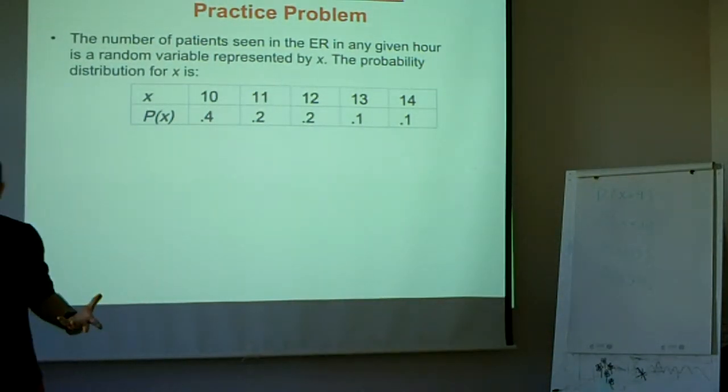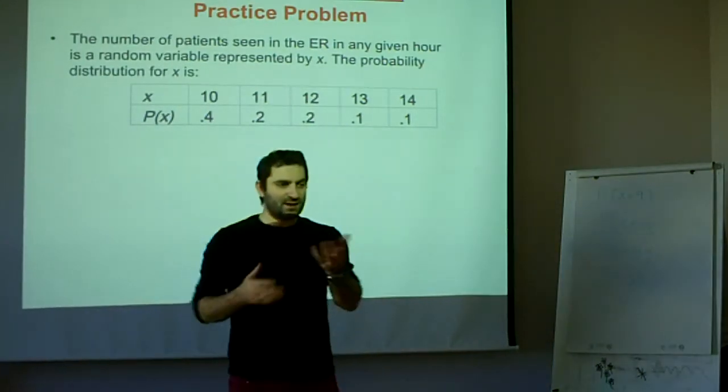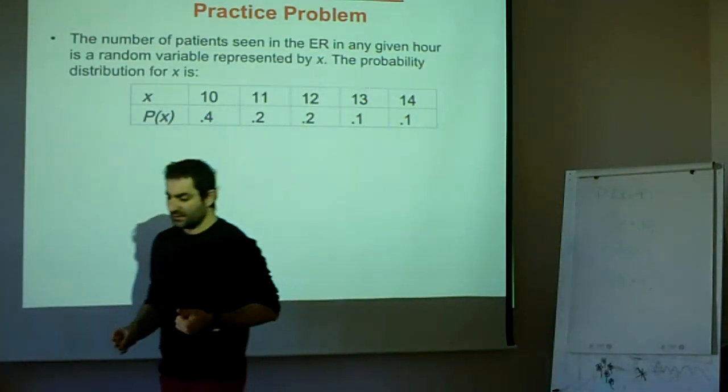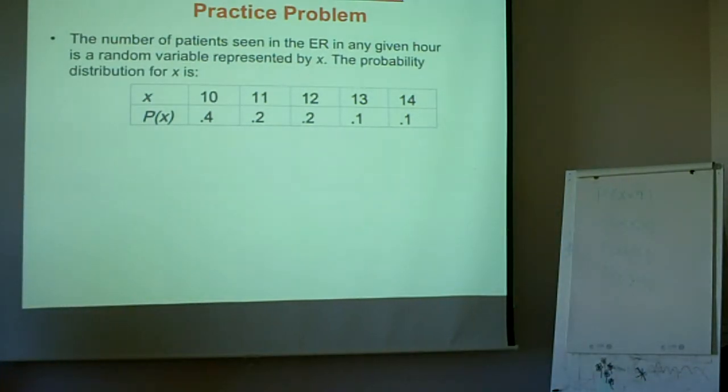Now, the good thing about discrete random variables, if you remember, is that we don't have an integral, we have a summation, so we can always add the numbers. Now, tell me, what is the probability of X equal to 9?